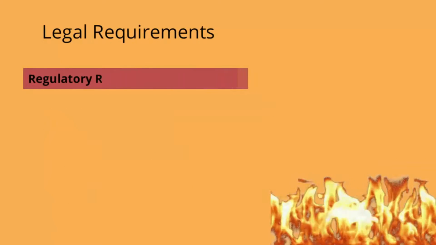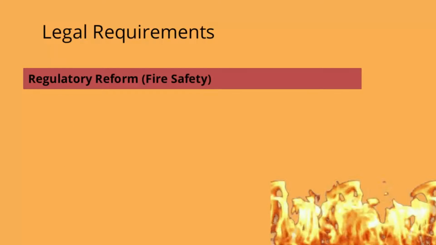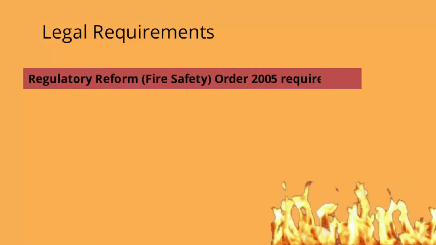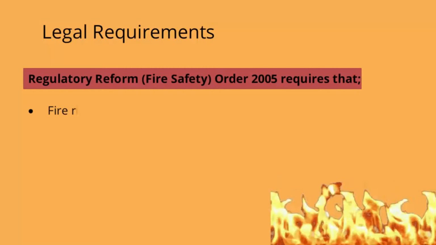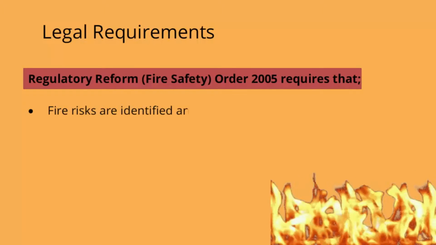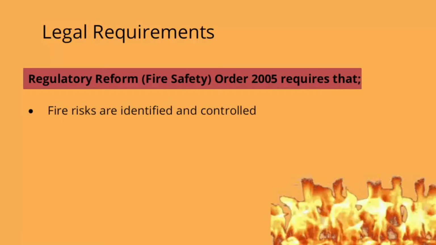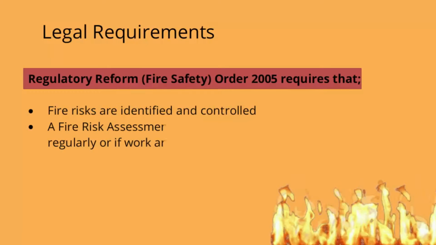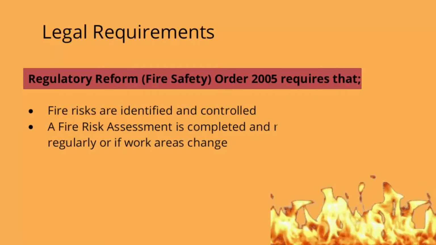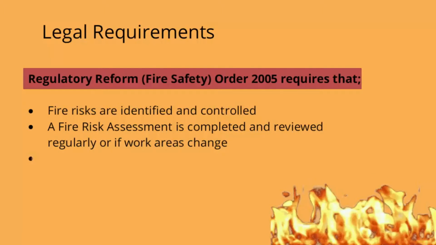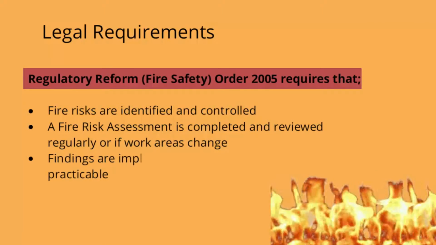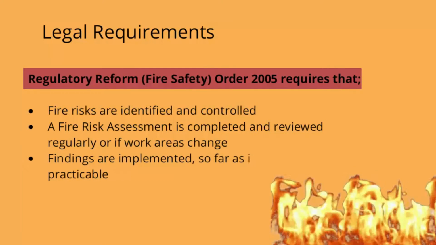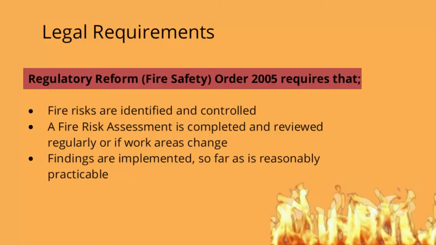Regulatory reform, the Fire Safety Order of 2005, requires that for organizations fire risks are identified and controlled. A fire risk assessment is completed and reviewed regularly or if work areas change. Findings of any assessments are implemented so far as is reasonably practicable.